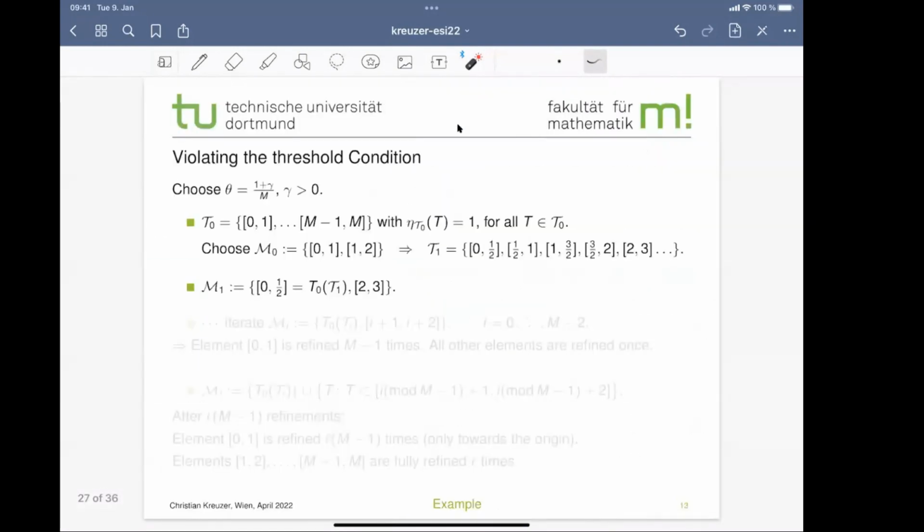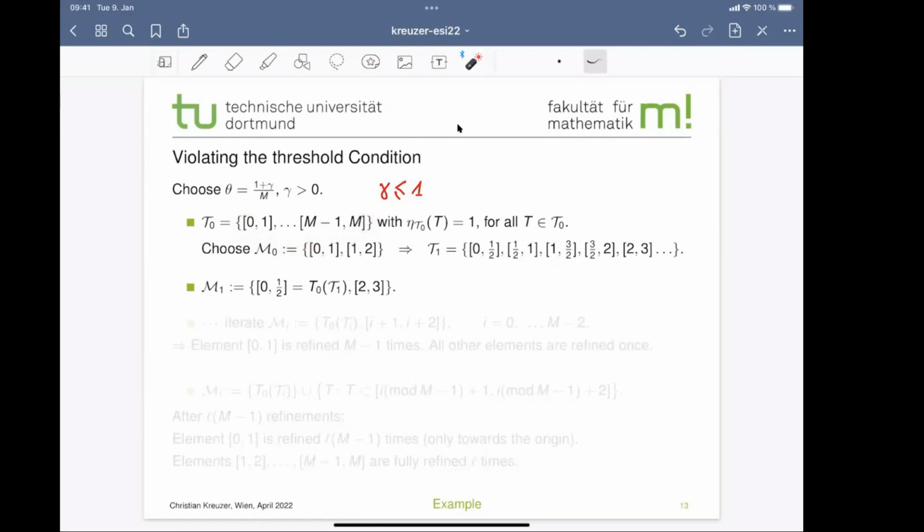Okay, well, so now let's see what is happening when we violate the threshold condition. In this situation, we simply choose theta to be 1 plus gamma divided by m, with a gamma greater than 0. And I also assume that gamma is less than or equal to 1, say. In this situation, we proceed like this. So we start from the initial triangulation. That is the initial triangulation, of course.